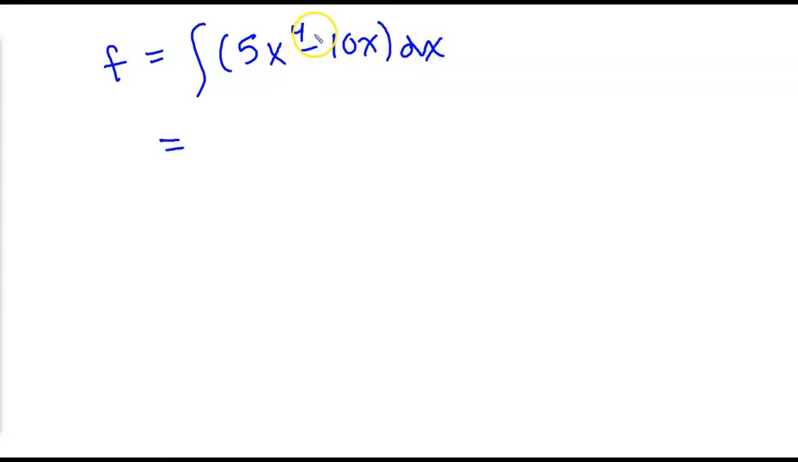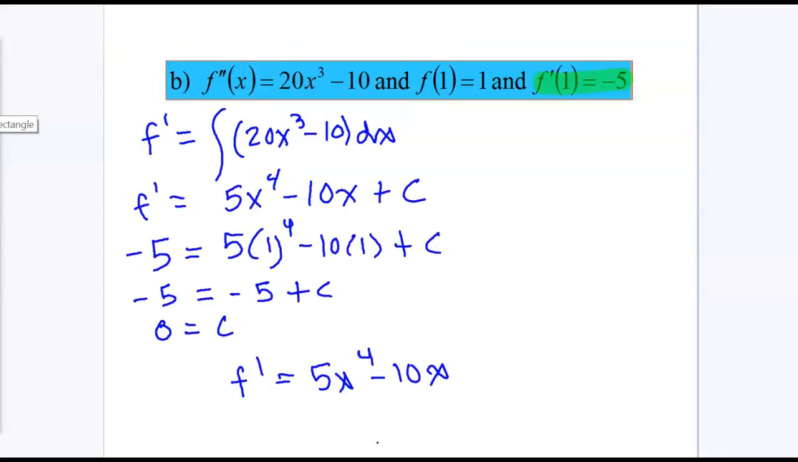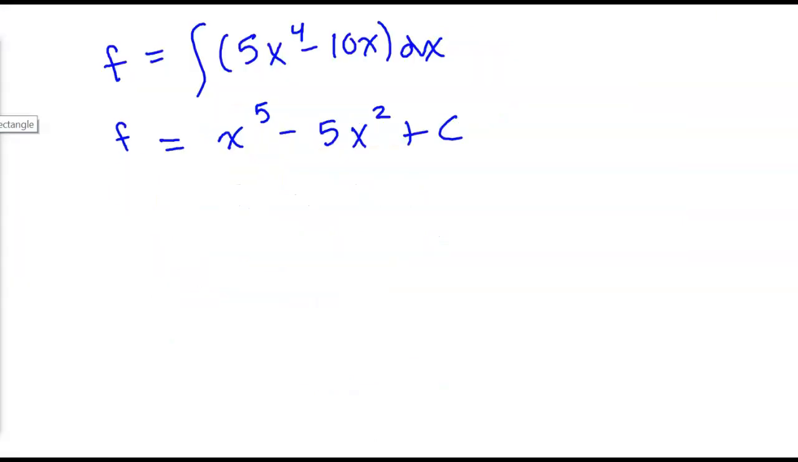Again, if I add 1 to the exponent and divide, I'm going to get x to the 5th. Add 1 to the exponent and divide, I'll get 5x squared plus a constant, and that's my function f. And now they've given me another condition that when x is 1, y is 1 on the function. So I put a 1 in place of my function, and I'm also putting in a 1 in place of x.